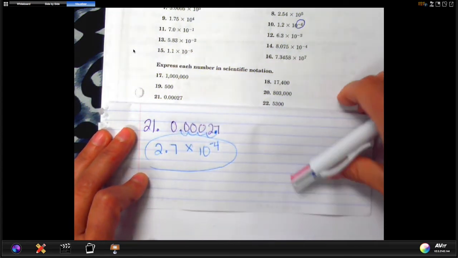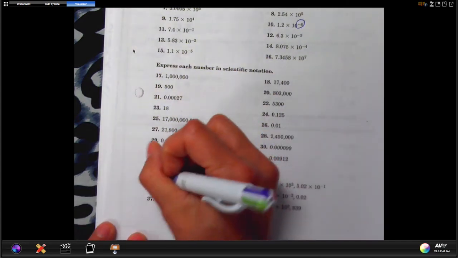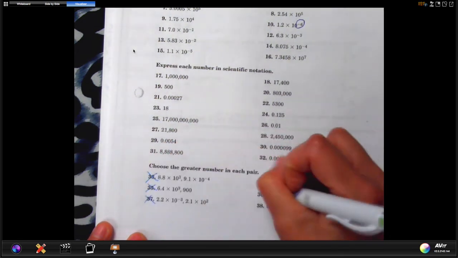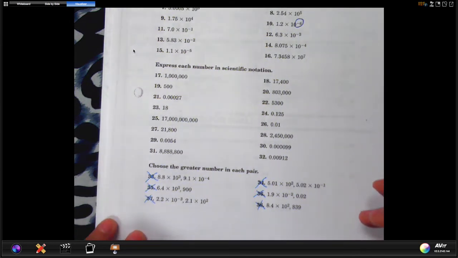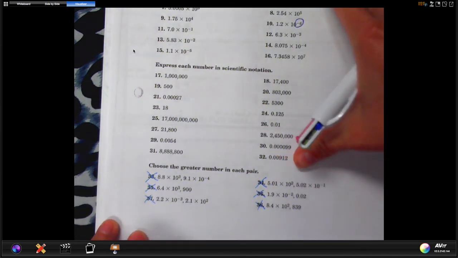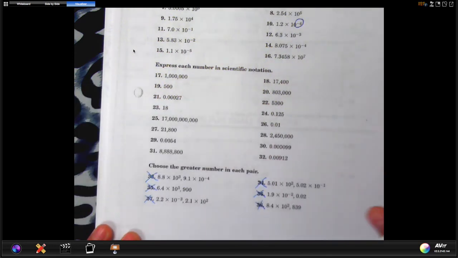Okay, hopefully that's enough examples so that you guys can get through the lesson without me today. You do not have to do the last section, so you may cross out 33 through 38 at the bottom. Then you'll turn this part in to the sub, and I will get it Monday and grade it. On Friday, you'll log into Odysseyware and do the scientific notation lesson and the questions in there. Okay, that's it.